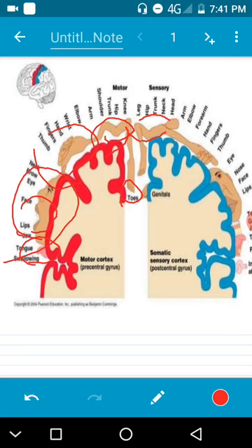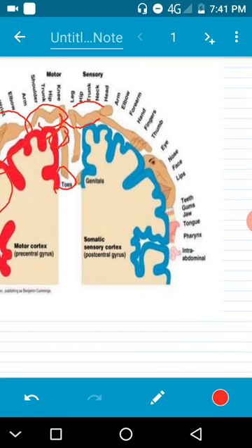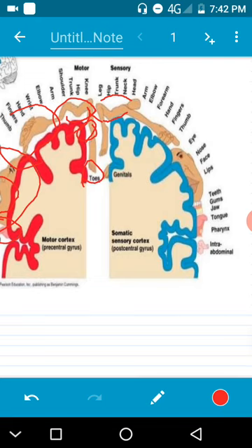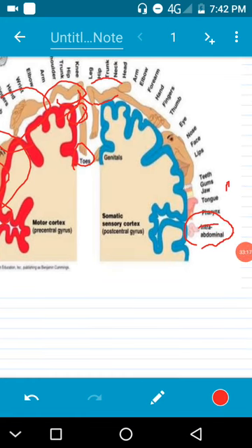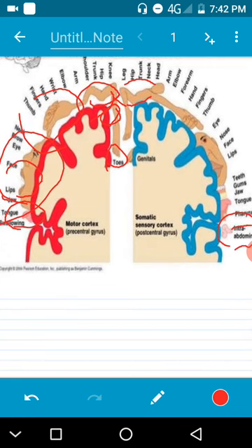Your genitals usually are represented somewhere around here. They do have a very big representation as well. As you can see here, the intra-abdominal structures and the pharynx also have a very large representation in the parietal cortex, that is, Brodmann area 3, 1, 2.